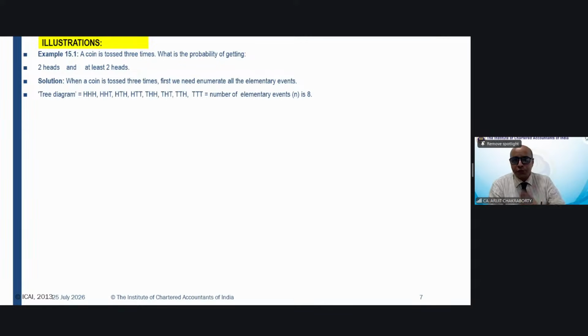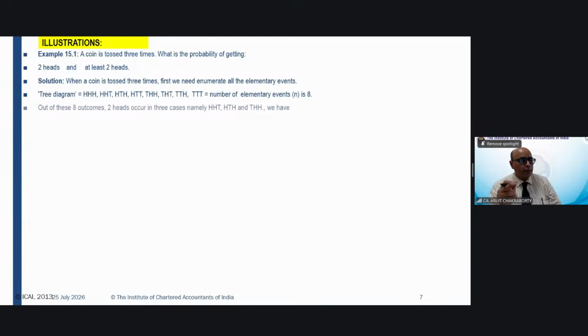So HHH, first possibility. The second could be HHT. That means first is head, then head again, and third is tail. The third possibility could be HTH. In this way, you can see all possible events. These are elementary events, and the total number of possibilities is 8.